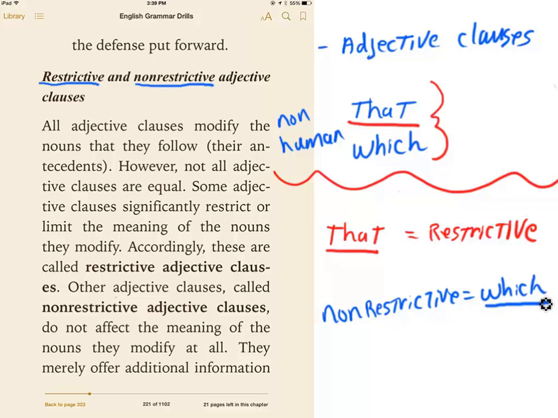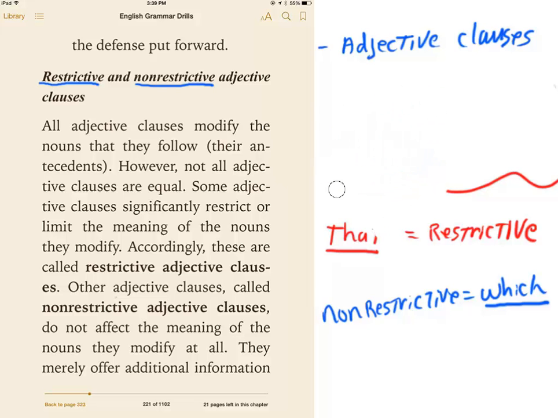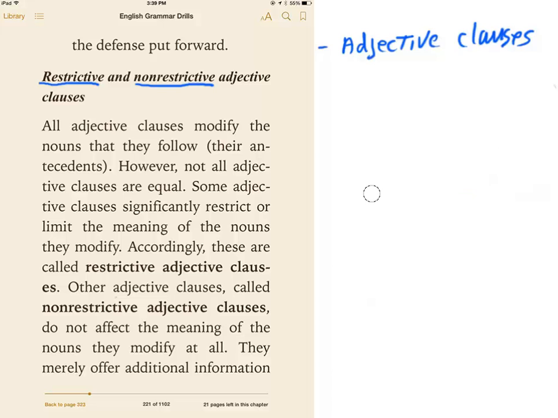So what is a restrictive adjective clause? That's the question that we're going to answer first. So don't worry about that or which yet. Okay, we're going to get to that later. Don't worry about the word that or which. We're just going to figure out how to identify a restrictive clause and how to identify a non-restrictive clause. Okay? So let's take a look here, and I'm going to read some of these things to you.